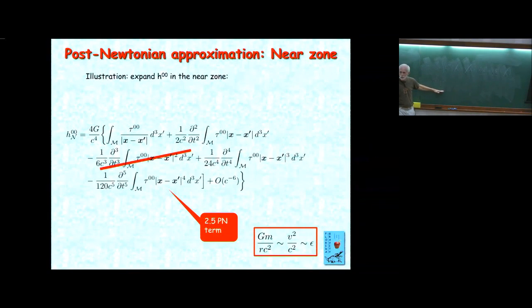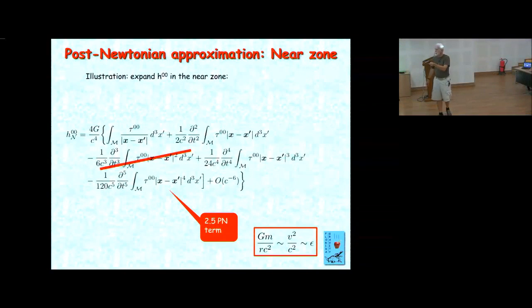But that's what you expect. The source is emitting gravitational waves and losing some energy, so it had better lose energy in an equal amount. Okay. So just schematically speaking, then, this is where the first contribution of radiation reaction will occur, from this 2.5 PN term.